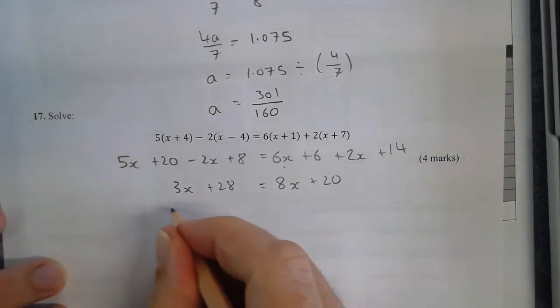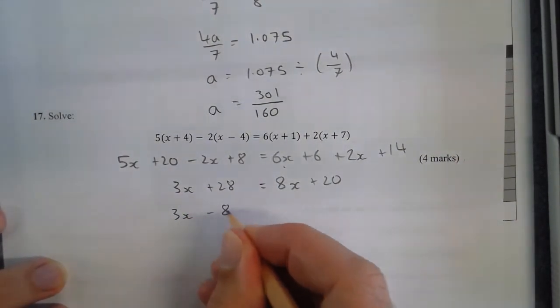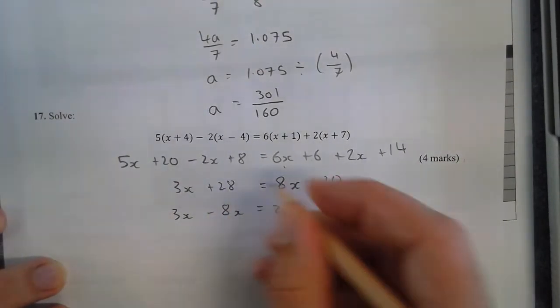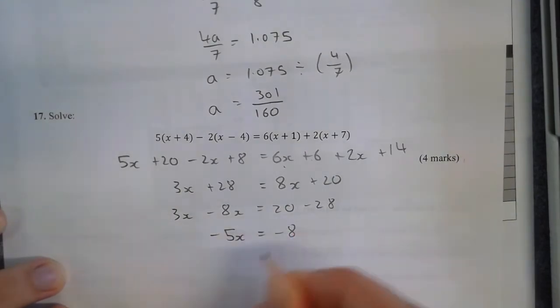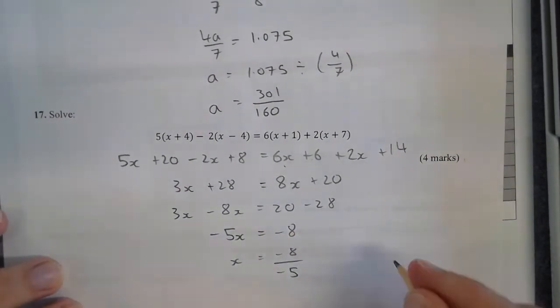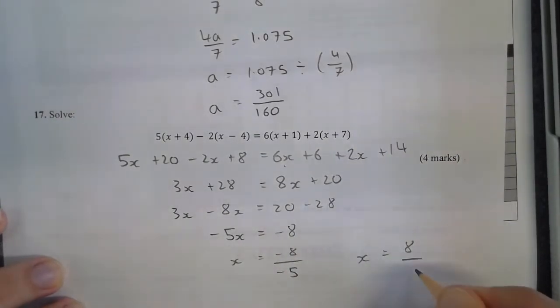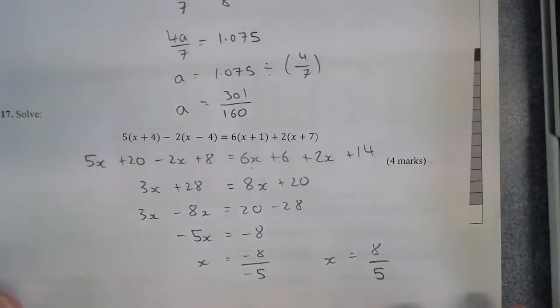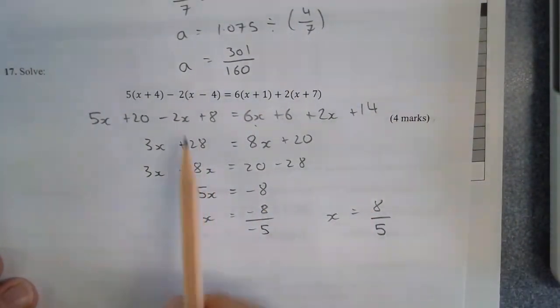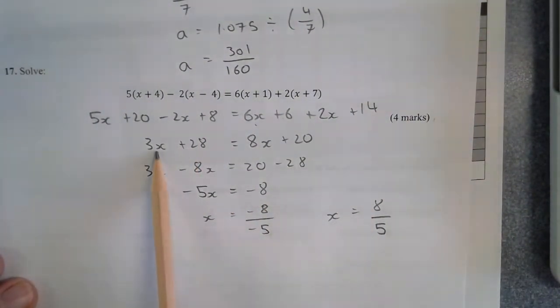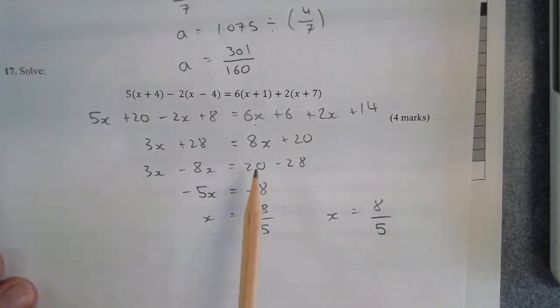I'm going to move my positive 8x to negative 8x, and plus 28 to negative 28 to get minus 5x equals negative 8. And then I divide that through, a negative divided by a negative is a positive, so x equals 8 over 5, which you could have answered as 1.6 as well. And you could have obviously, when we got to this stage here, moved the 3x to this side, so you're working with positives. You'll still get 8 over 5.